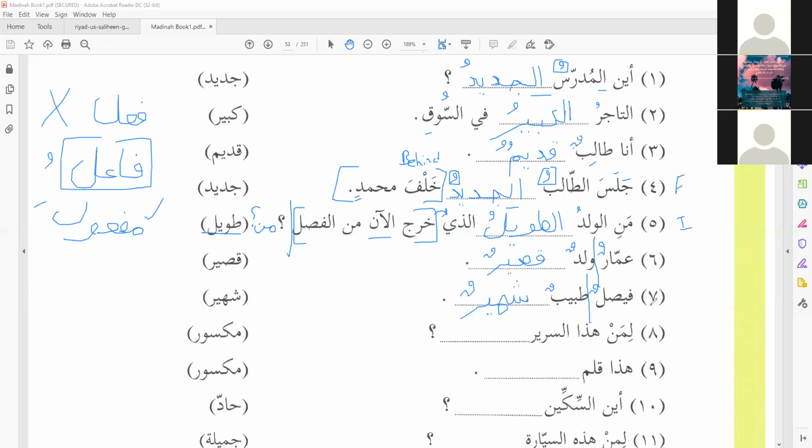Faisal is definite. We know exactly who we're talking about. Tabibun shahirun, a famous doctor. Is he the only famous doctor? No. There's a ton of famous doctors. And so it's nakira. It's not specific. It's not definite. So that switch over from ma'rifa to nakira, from definite to indefinite, is where you get your understanding of is and the difference between the mubtada and the khabar.